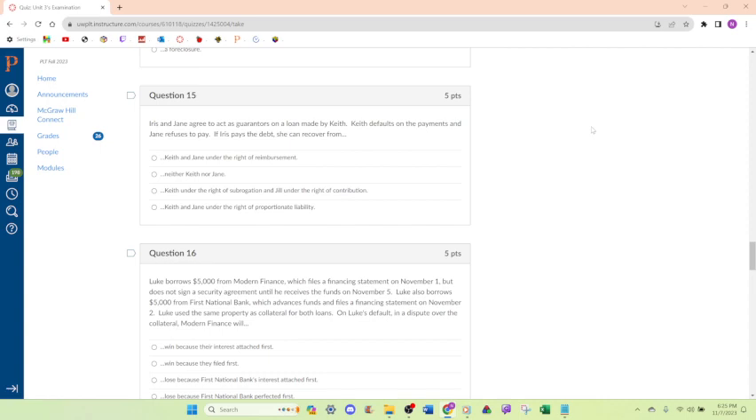Oh come on, we can't answer this based on what we read either. This is stupid. You've got to be kidding me. We never read about what happens if there's two guarantors and one of them refuses to pay. We never read about that.